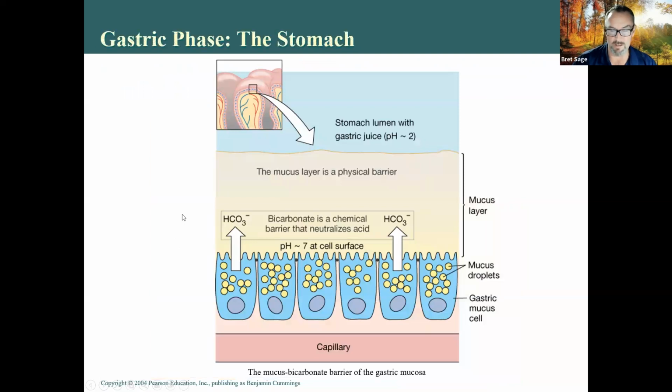Okay, so this shows you the physical way it's set up. The stomach lumen is very, very acidic. There's a layer of mucus, which is the physical protection. And then right under the mucus is the bicarbonate barrier that neutralizes the acid. And so right there at the surface of the cells, it's neutral, even though the center of your stomach is very, very acidic.